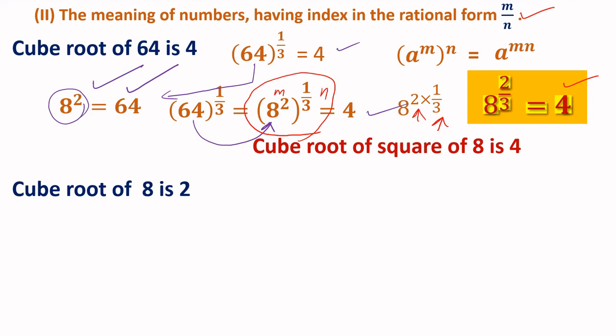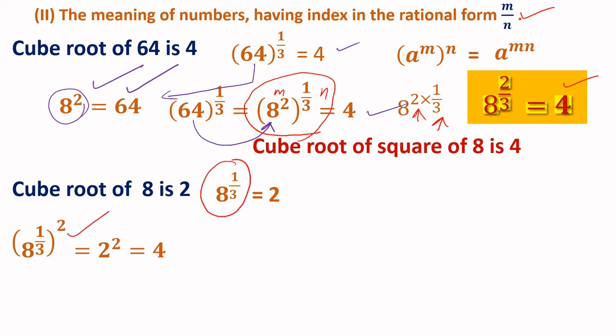Another case. Cube root of 8 is 2. 2 into 2, 4, 4 2s are 8. Which can be written as 8 to the power of 1 upon 3, which is equal to 2. Just like 64 to the power of 1 upon 3 is 4, 8 to the power of 1 upon 3 is equal to 2. If we take the square of 8 to the power of 1 upon 3, which is written here, it will naturally become 2 square, and the answer will become 4.